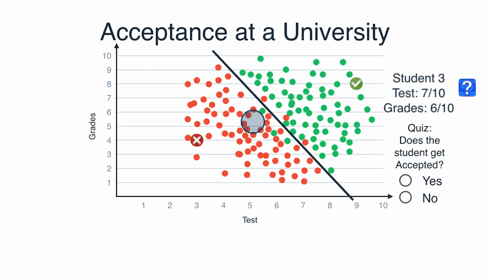And from now on, every time we get a new student, we check their scores and plot them in this graph. If they end up over the line, we predict that they'll get accepted. And if they end up below the line, we predict that they'll get rejected. So since student 3 ends up here, at the point with coordinates 7 and 6, which is over the line, we conclude that the student gets accepted. So if you said yes, that's the correct answer.